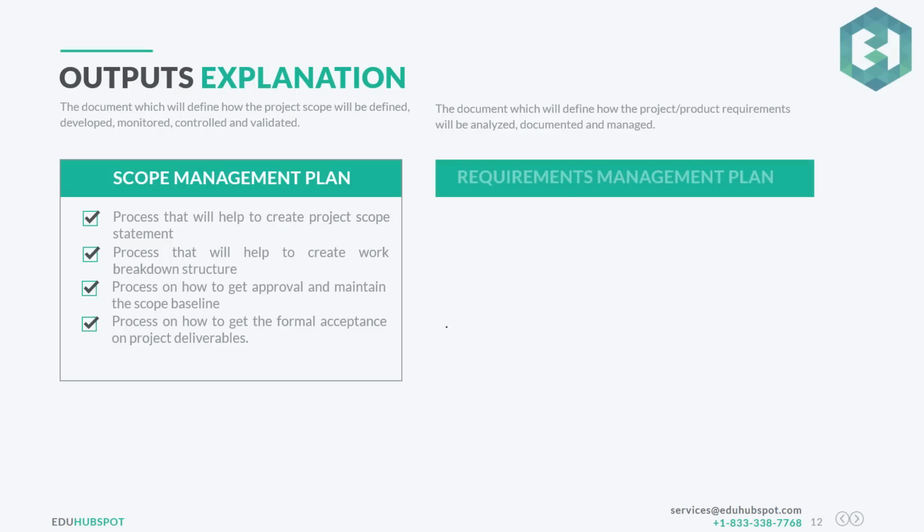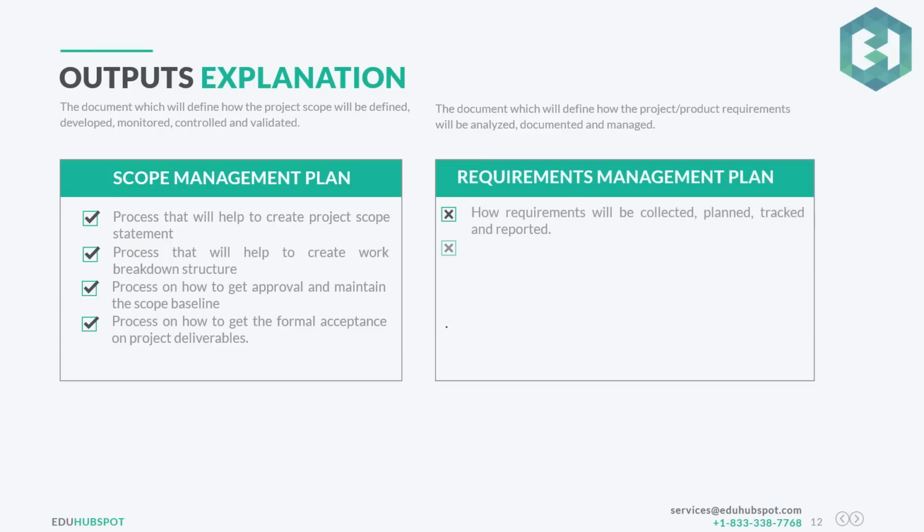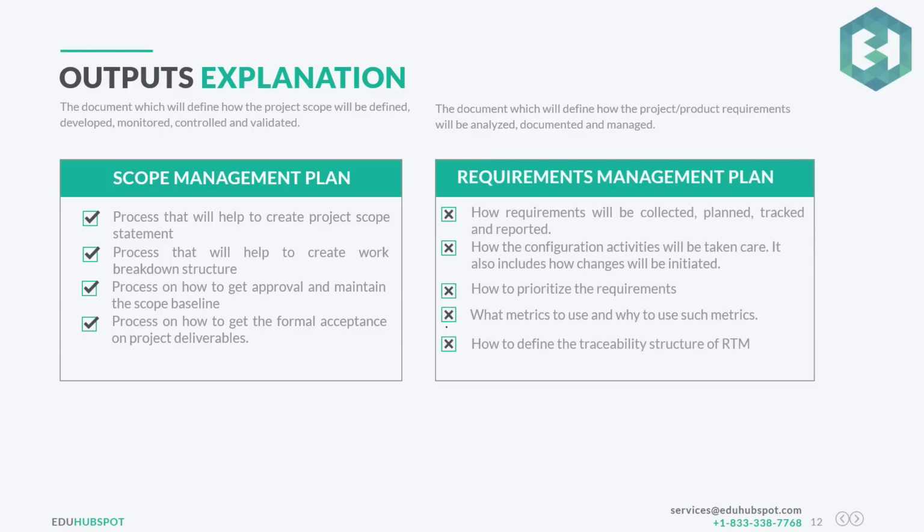Okay, so next we have the outputs, and we will have two outputs in this: the scope management plan and the requirements management plan. So let's see the first, scope management plan. It's a document which will define how the project scope will be defined, developed, monitored, controlled, and validated. So when I talk about scope management plan, it's all about scope.